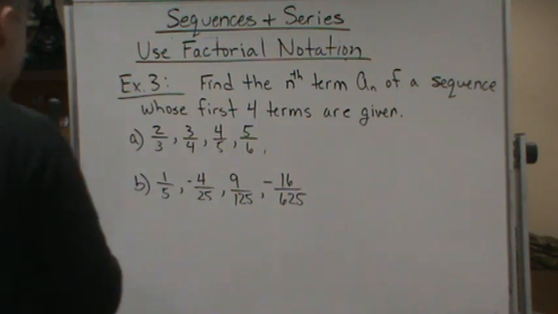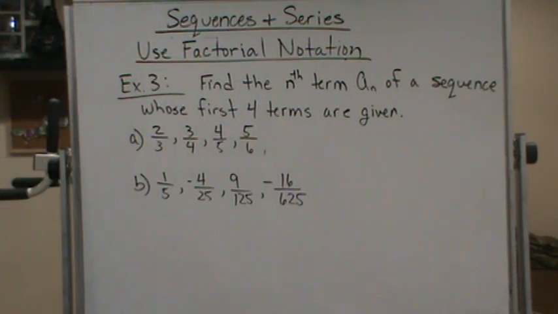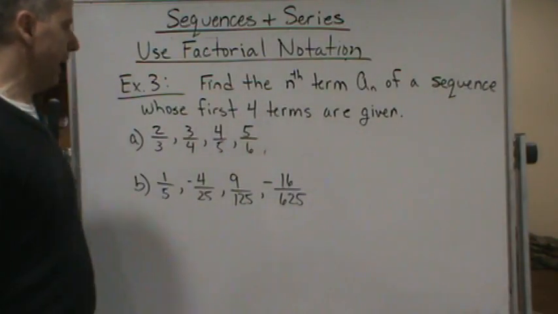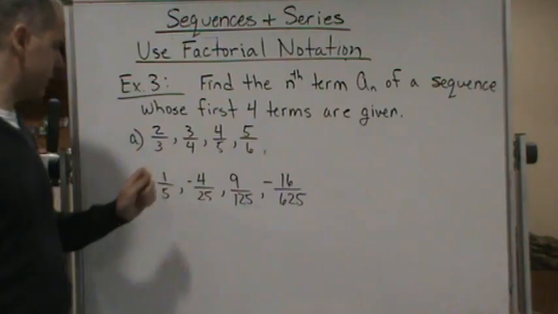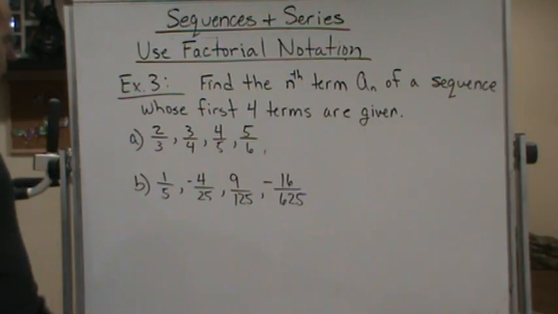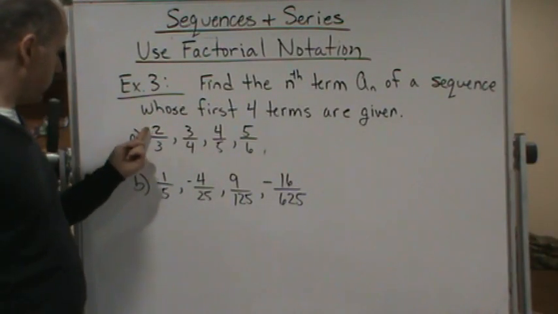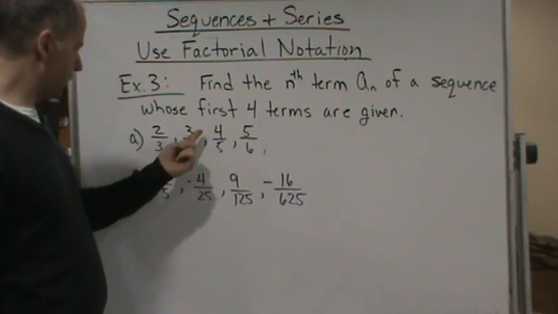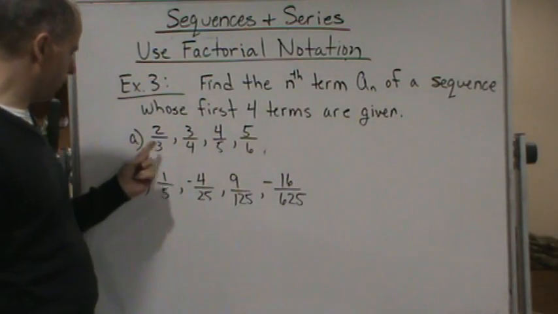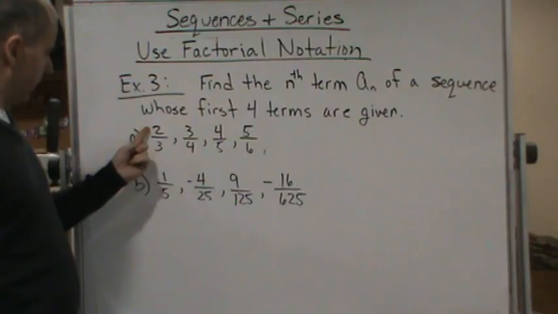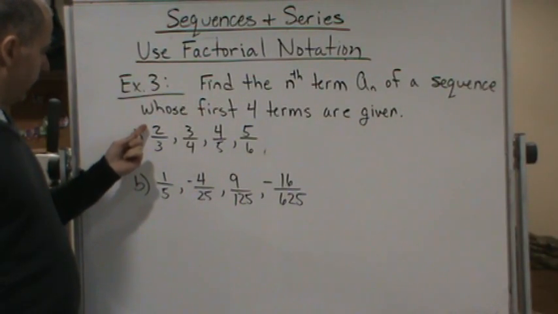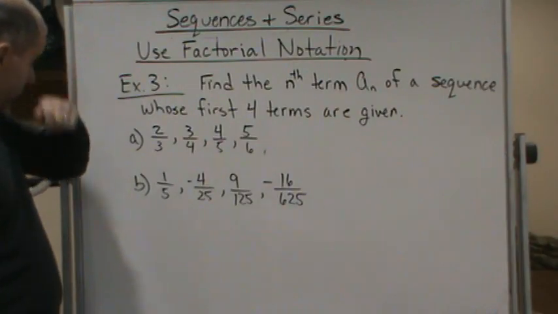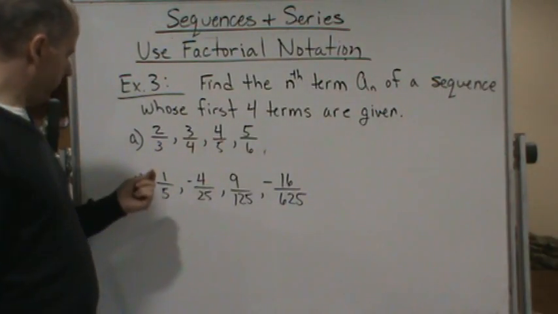All right, let's do this example here. It says find the nth term a sub n of a sequence whose first four terms are given. So we're going to look for patterns here, right? So let's look at a. So we have 2/3, 3/4, 4/5, and 5/6. So we notice first of all that the denominator is one integer higher than the numerator for all of these.